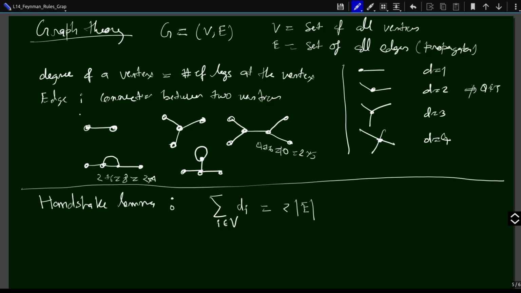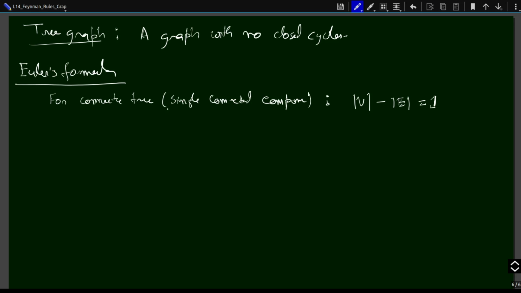Now let's consider these two tree graphs together. If I consider them separately, then it's fine. But if I consider them together, what happens? Number of vertices is 1, 2, 3, 4, 5, 6. So 6 is the number of vertices, minus number of edges, 1, 2, 3, 4. So that becomes equal to 2.